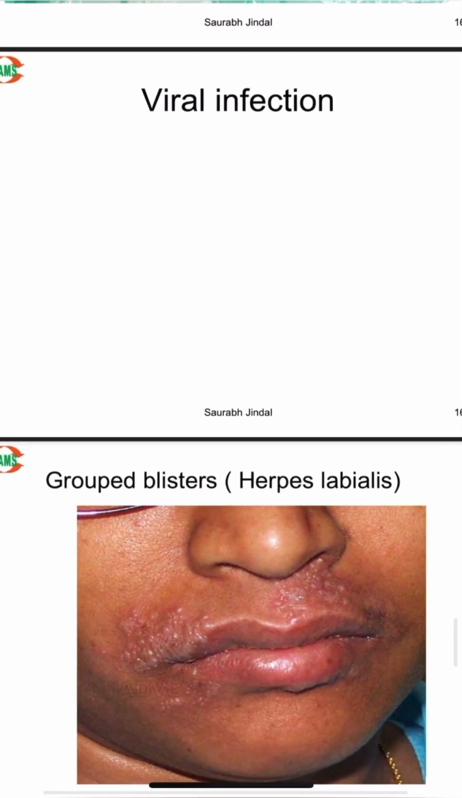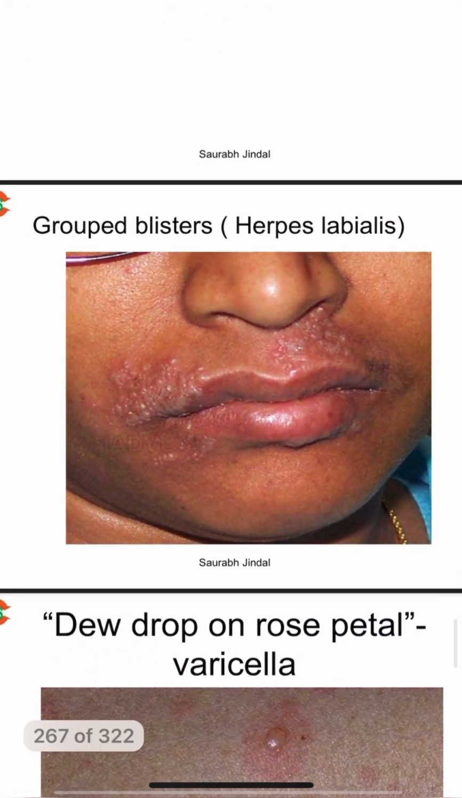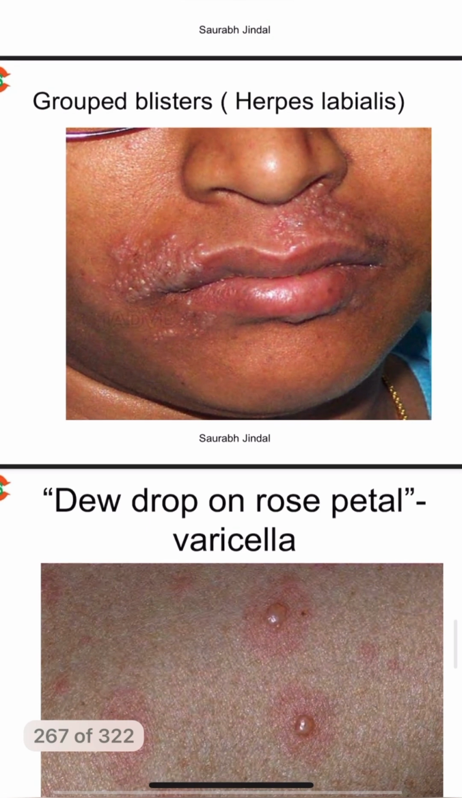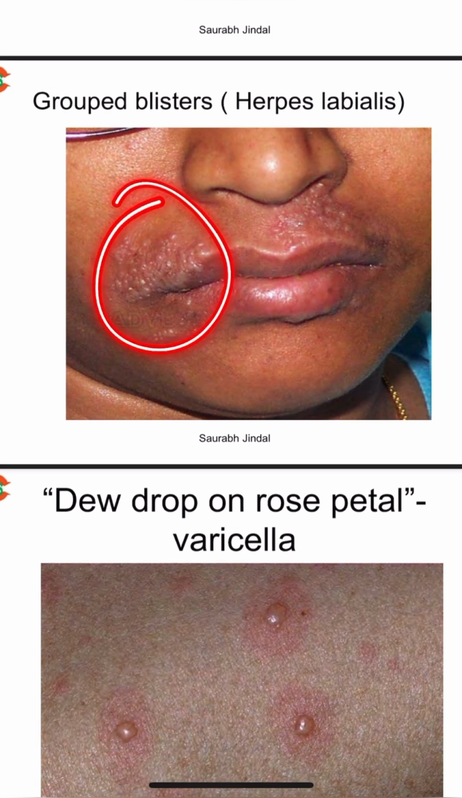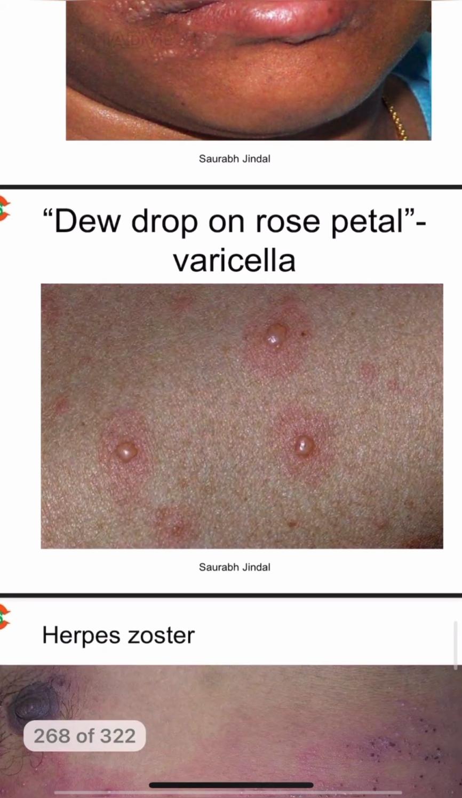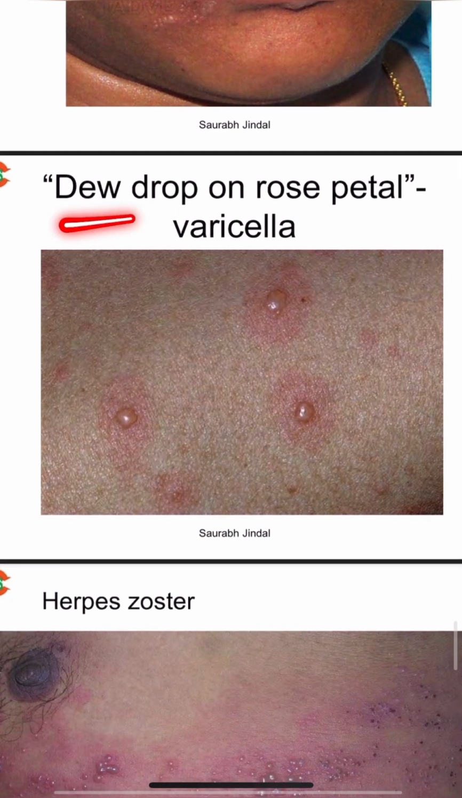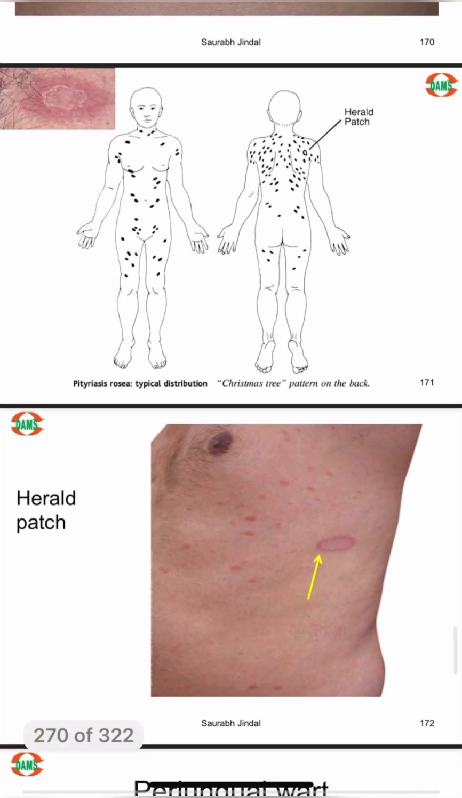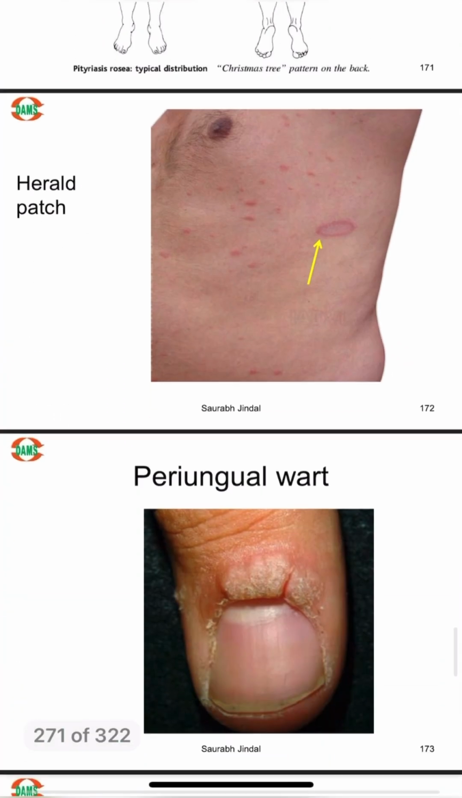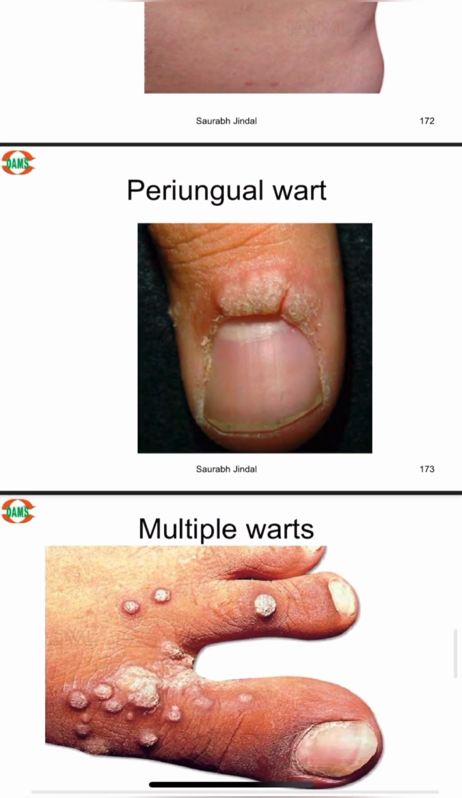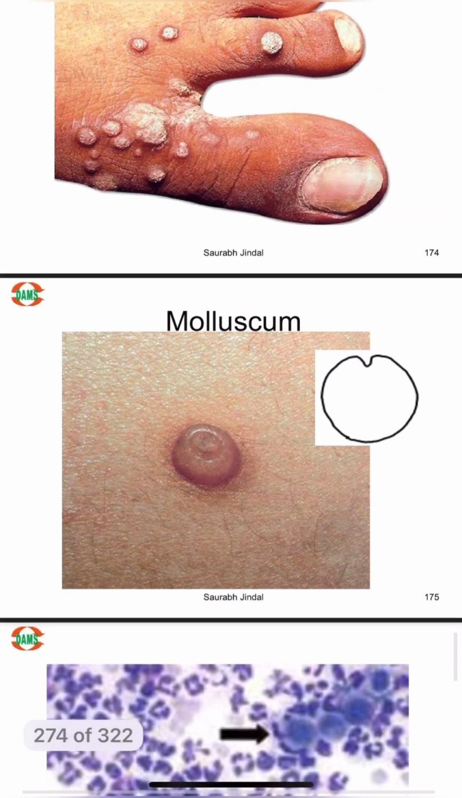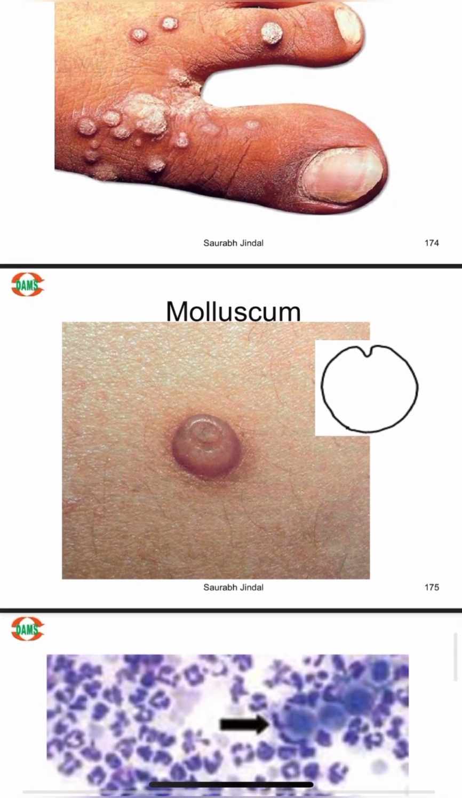Now let us see some viral infection images. These are the grouped blisters of herpes labialis, dewdrop on rose petal, herpes zoster, herald patch, periungual warts. These are multiple warts. This is molluscum contagiosum.